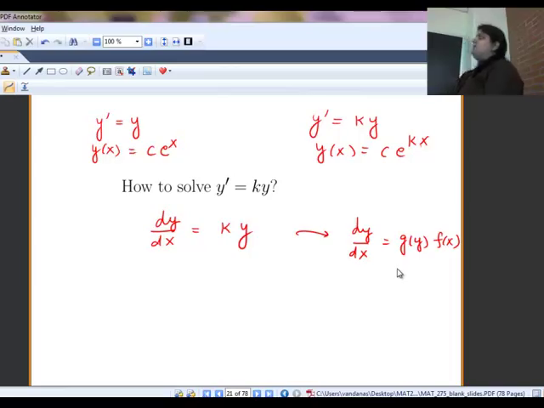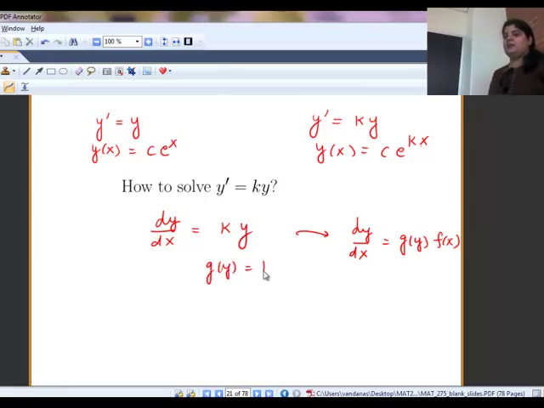You can multiply 1 with anything and it just remains the same. So it's a separable differential equation. Here gy is ky and your fx is 1, or you can take fx to be a constant function k, whichever way you want to take it. Okay, so now this differential equation we want to solve.